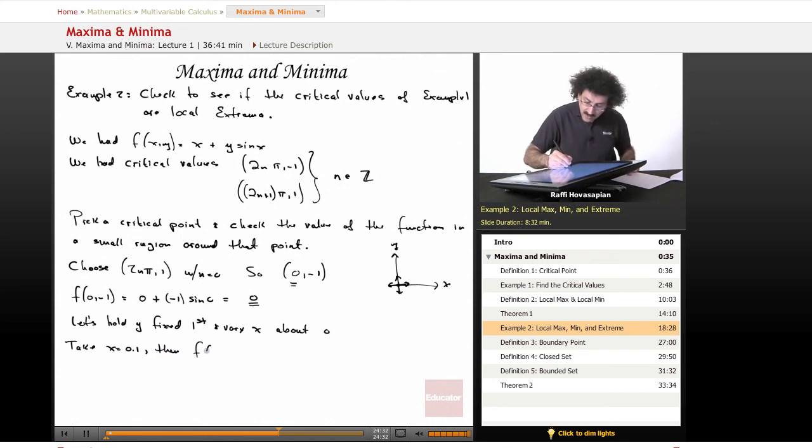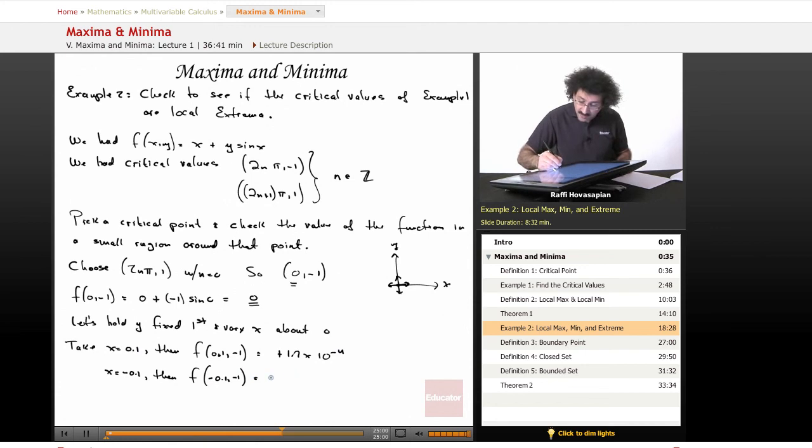Then f of 0.1, negative 1, because we're holding y fixed, is going to give me a positive number, 1.7 times 10 to the negative 4. Okay, so it's a positive number. Well, now I'm going to move in the negative direction. Let's take x equal negative 0.1. Then f of negative 0.1, negative 1, when I evaluate that, I'm going to get minus 1.7 times 10 to the negative 4.